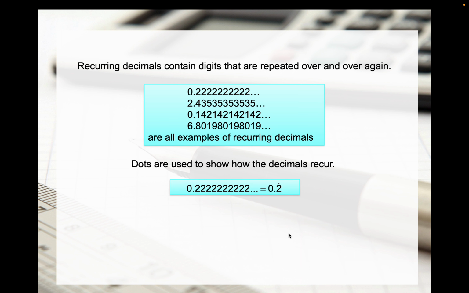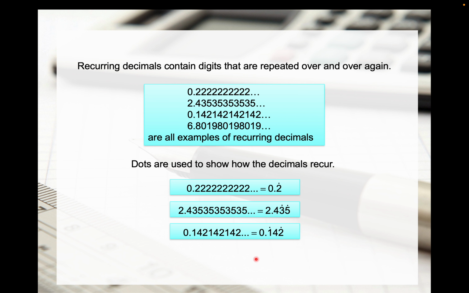For example, instead of writing the long 0.22222, we write 0.2 with a dot over the 2. We write a little dot to show that the 2 recurs in the decimal. The same for 2.43535, since, as you can see, the 35 recurs. To show this in a short way, we write 2.435 with 2 dots on the 35 that show this 35 recurring.